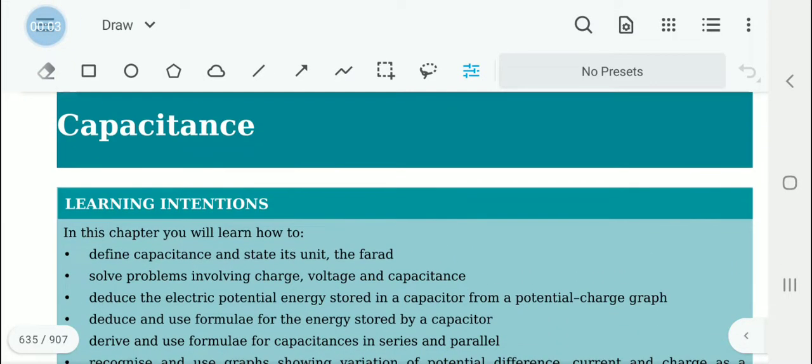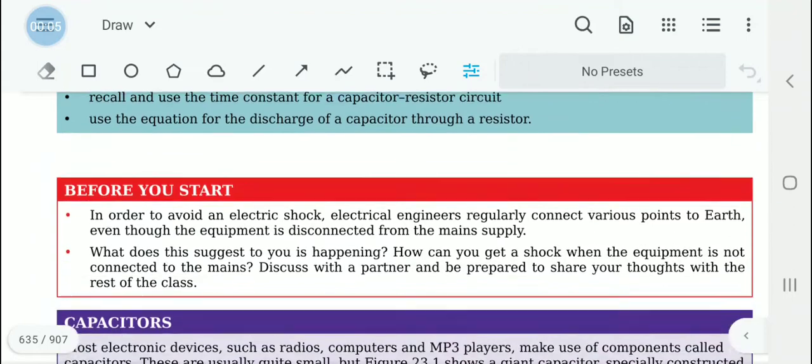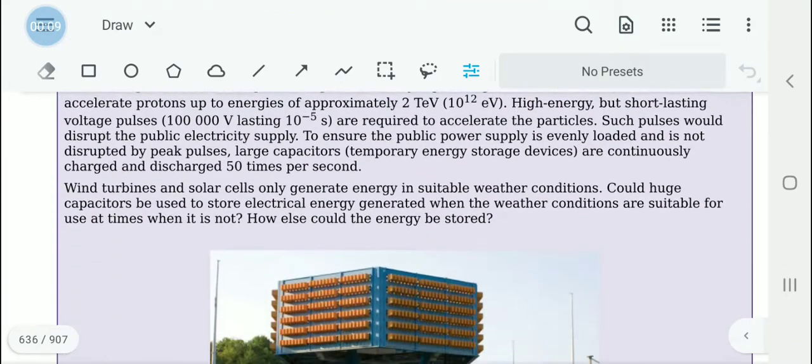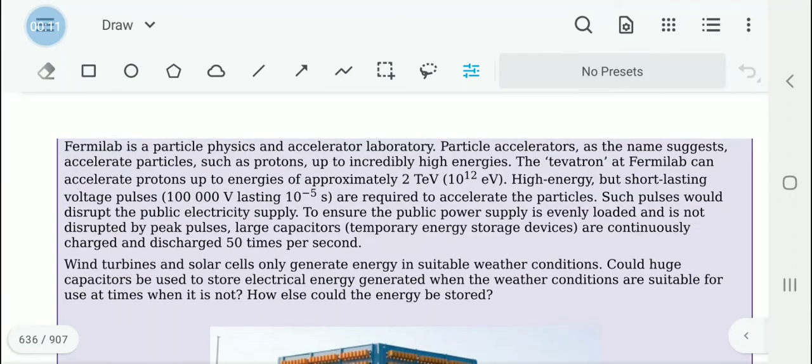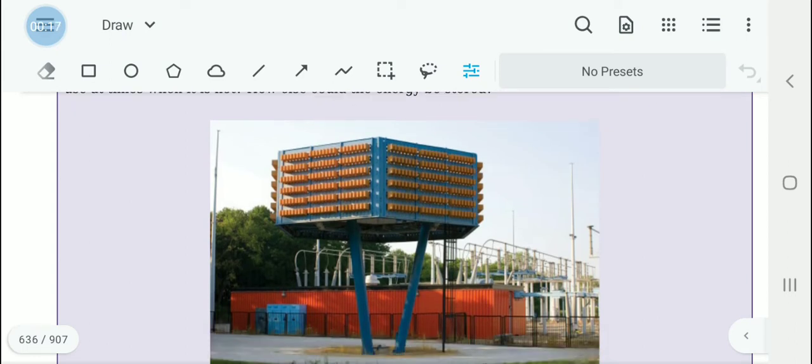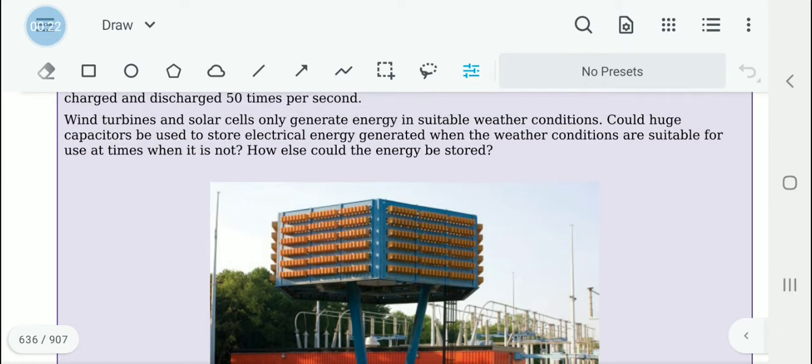Physics chapter 23, capacitance. So here we are going to talk about capacitors. From O levels you can remember that capacitors store energy. Usually capacitors are really small. This is a capacitor. This is a massive capacitor that has been built in a particle accelerator in the United States.